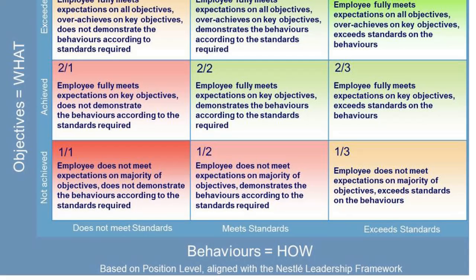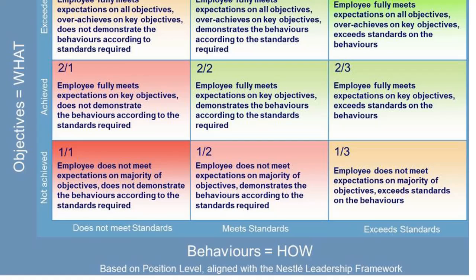When it comes to Nestle, the appraisal is being done based on certain criteria. So 31, 32, 33, 21, 22, 23, 11, 12, 13 are the criteria which are being put forth. So on the x-axis we have not achieved and exceeded. On the y-axis you have do not meet standards, and exceed standards.